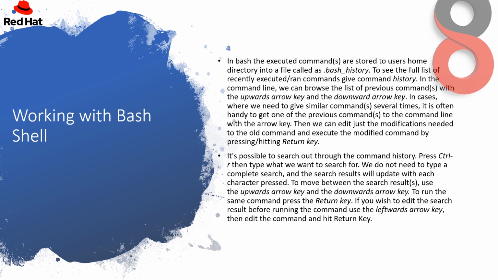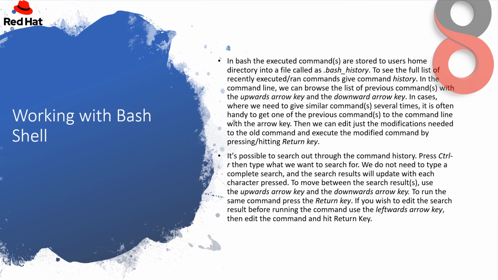Let's discuss some more from the theory part. In Bash, the executed commands are stored in the user's home directory in a hidden file called .bash_history. You can list this file using the ls -a command. -a is the option to list the hidden files and folders. To see the full list of recently executed commands, give the command history.